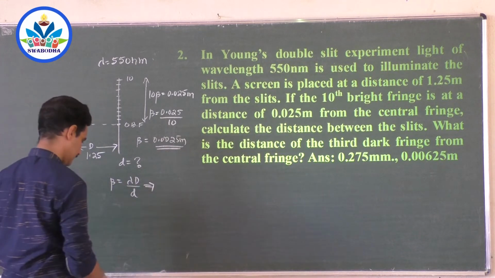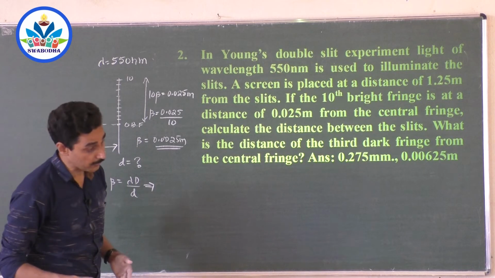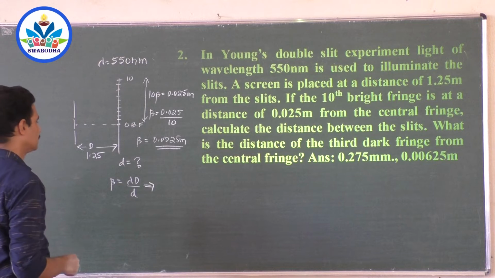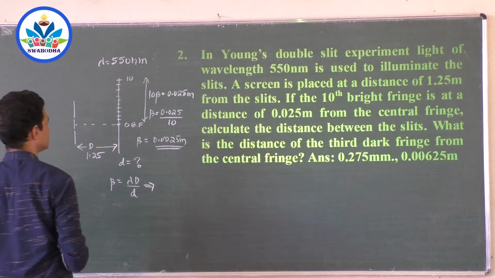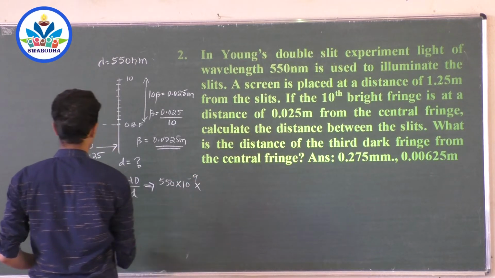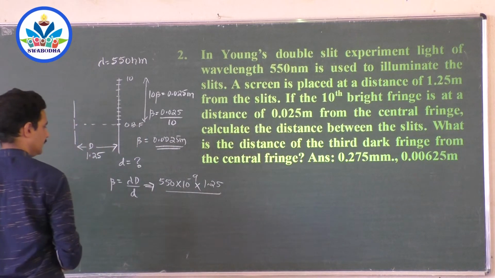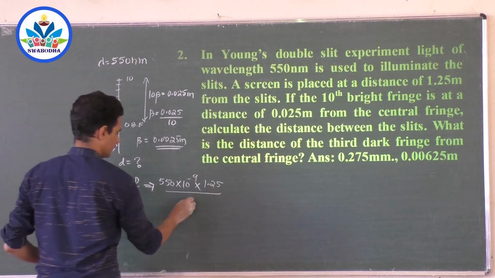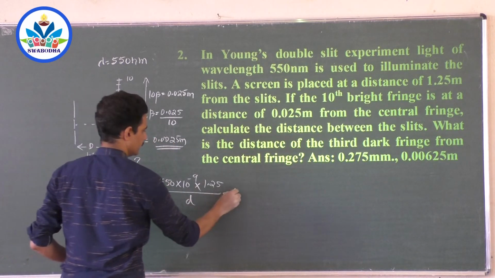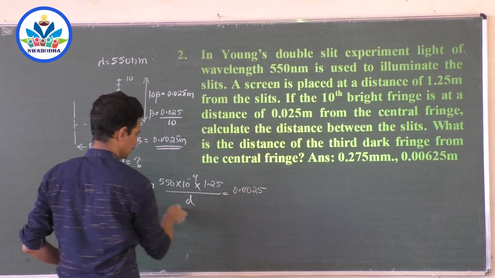That implies, hope you are doing along with me, right? Just simply don't keep on watching me what I am doing. Simply do it yourself. What is beta is equal to lambda, where is lambda? Yeah, 550 nanometer, 1.25 capital D divided by small d. Small d has to be found out. That is equal to beta, right? What is beta? It is 0.0025.